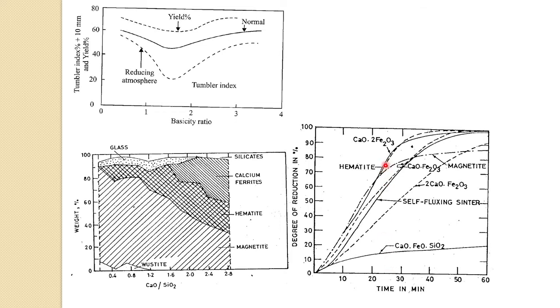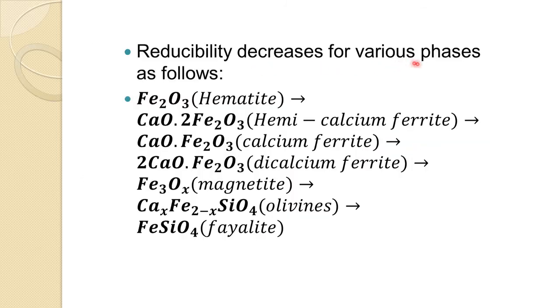Hematite is this one, then you have a ferrite, you have a magnetite. I think the longer you give the duration to sintering, the more magnetite is formed, and then you have other phases. In fact, the reducibility of this, you can see the degree of reduction, how it will affect. So reducibility decreases, quite high reducibility.